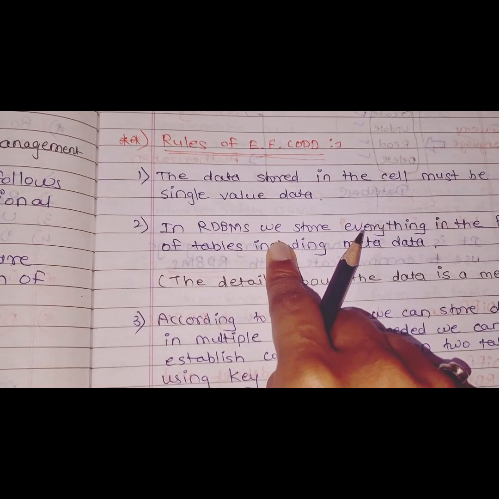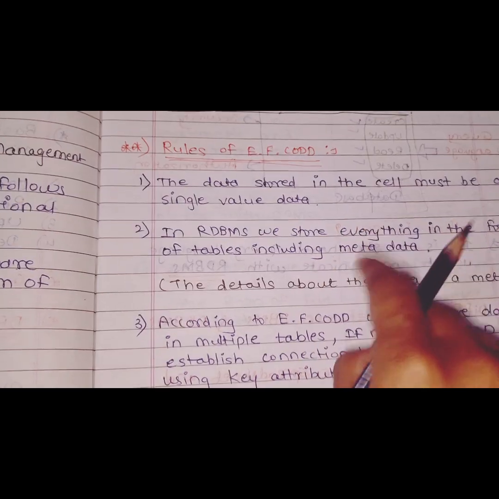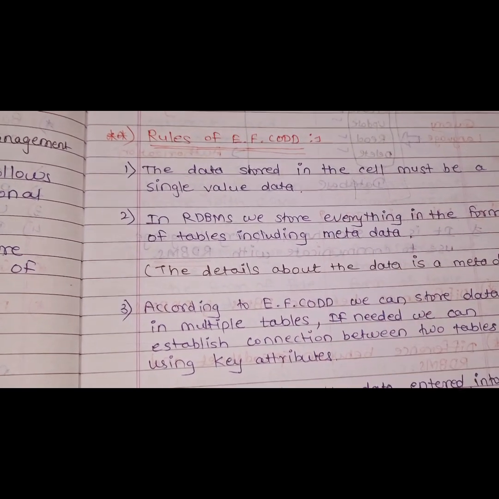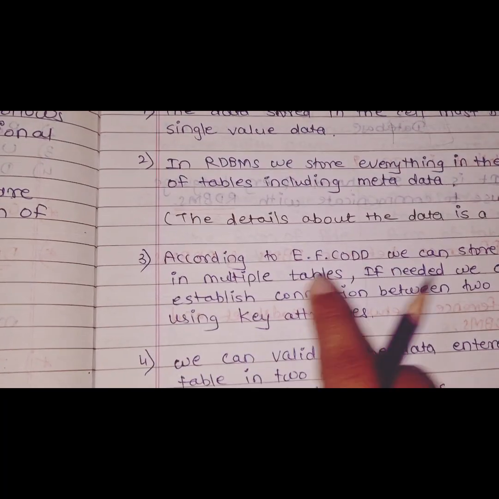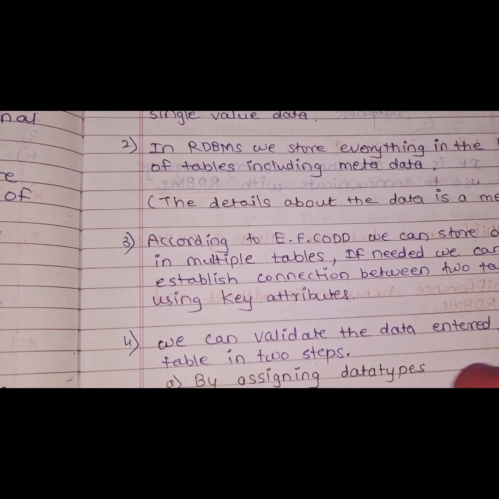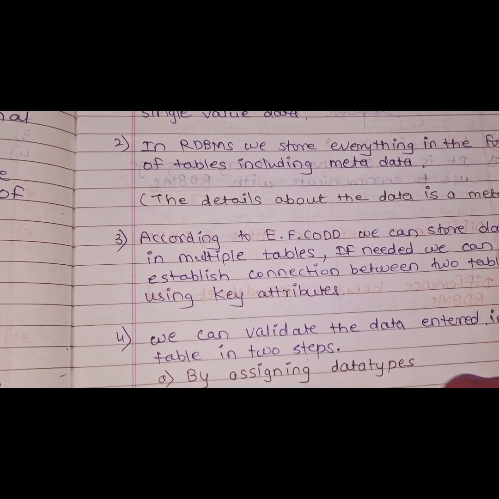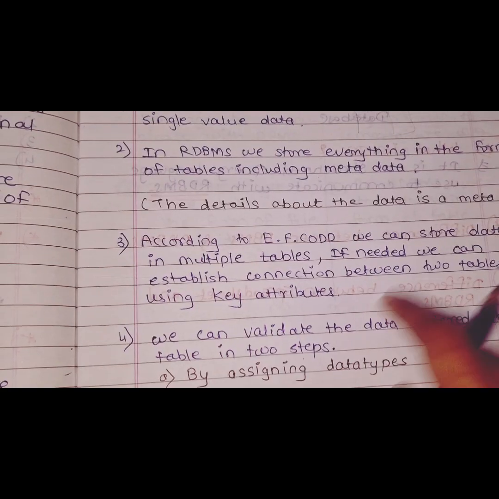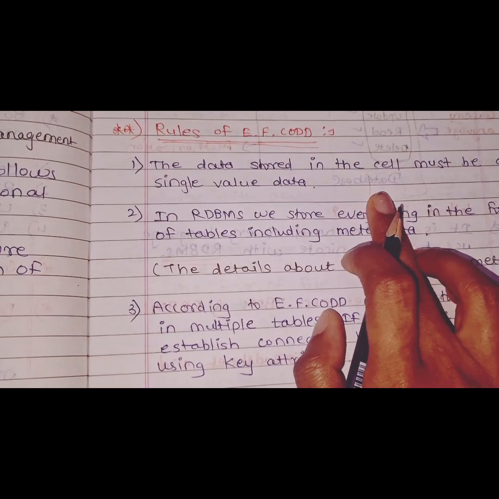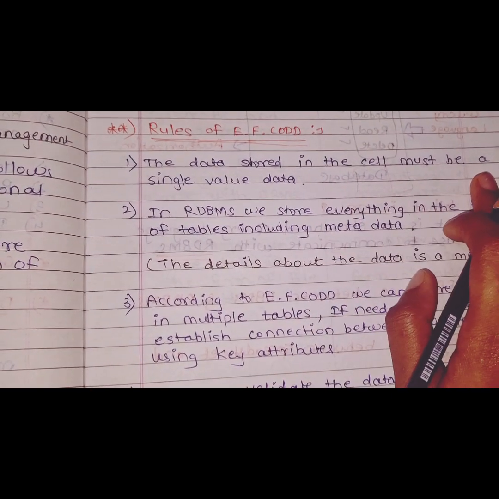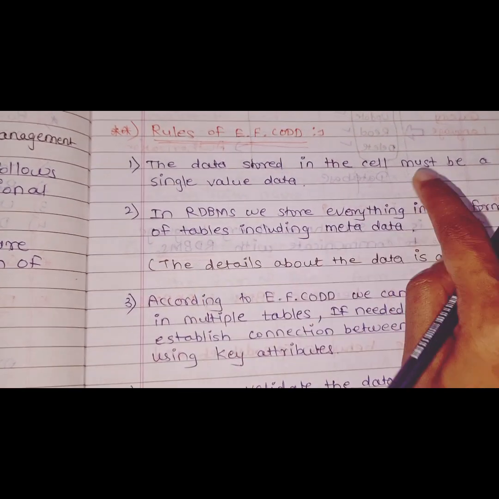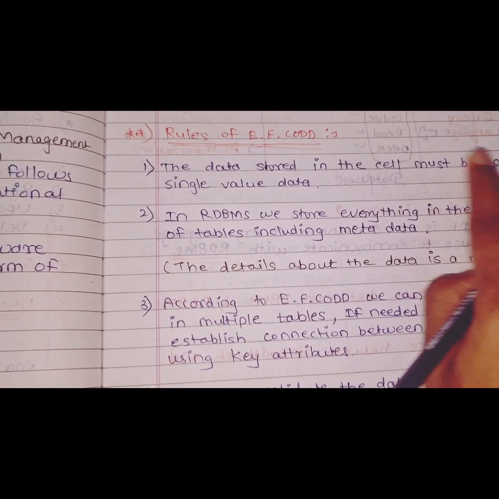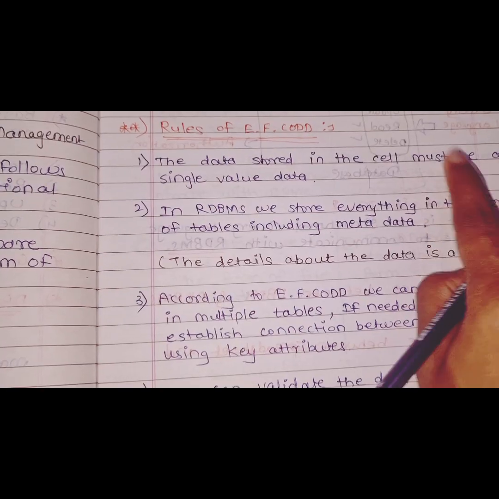And I have already told you, in the relational model we store the data in the form of tables. According to Codd's rules, we can store data in multiple tables. If needed, we can establish a connection between two tables using key attributes. So let's suppose I have a student table, and let's suppose I have a department table.